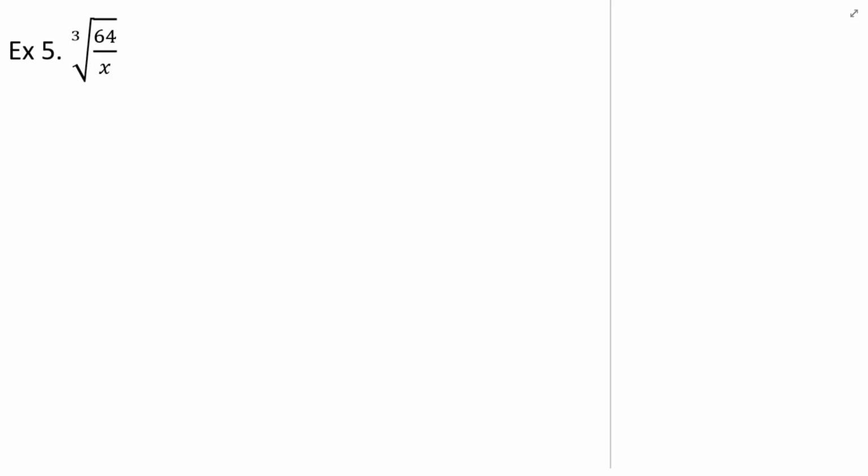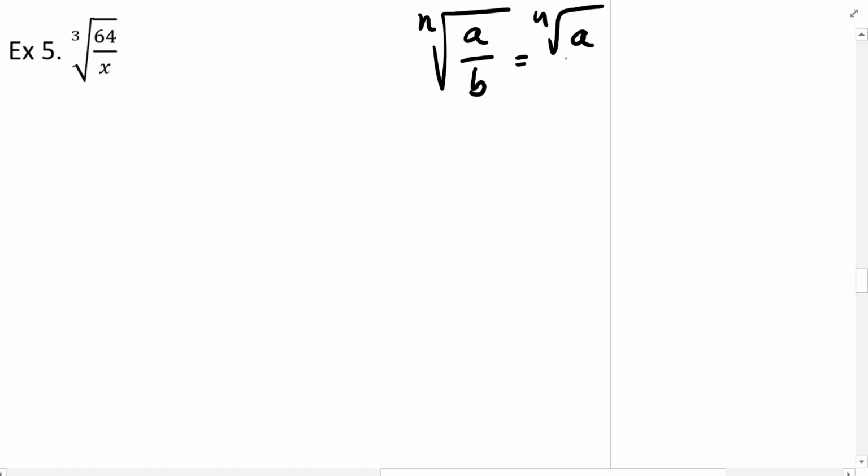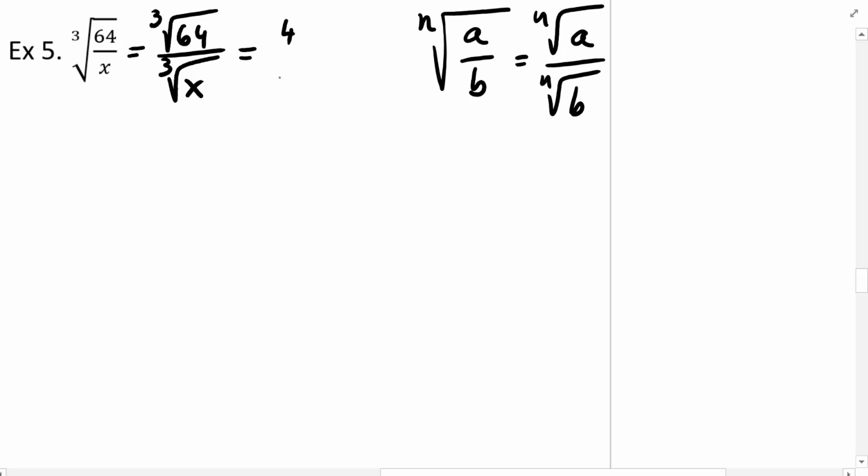All right, now let's take a look at example 5. Example 5 is a little bit different than the other ones because it has a deep root, a root that covers the numerator and the denominator. But we learned the property in this class which said the n-th root of a over b can be separated into the n-th root of a over the n-th root of b. So this is what we're going to do in this case. It's going to be the cube root of 64 over the cube root of x. But the cube root of 64 is 4, because 4 times 4 times 4 is 64, over the cube root of x.